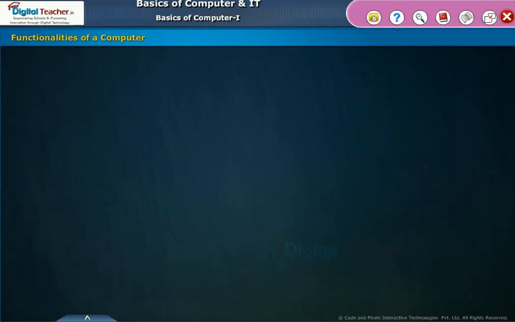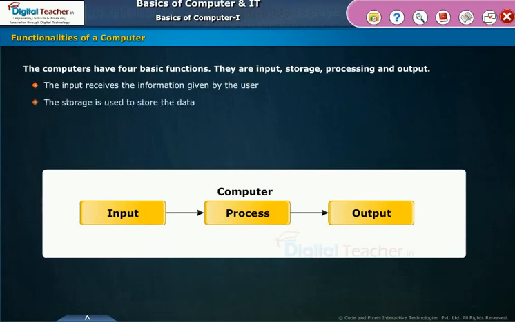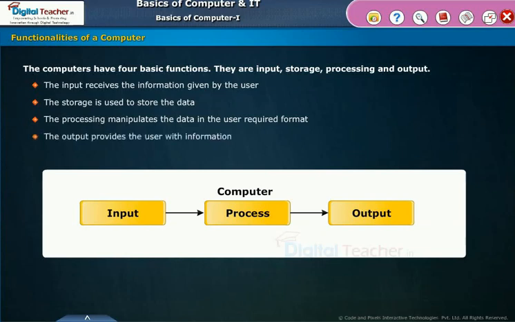Functionalities of a computer. The computers have four basic functions. They are input, storage, processing, and output. The input receives the information given by the user. The storage is used to store the data. The processing manipulates the data in the user required format. The output provides the user with information.